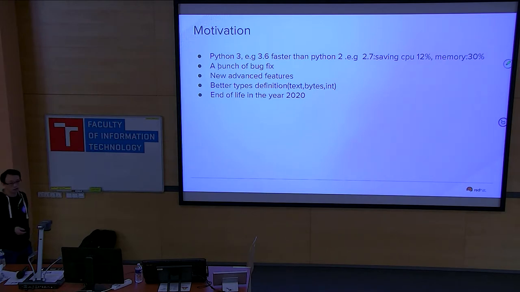Also, you can enjoy some advanced features that are not available on Python 2, such as async I/O. We also have better type definition in Python 3. For example, it distinguishes text string and byte string. And also, you can enjoy true division. That means integer division will return a float now. The last and more concrete reason is that in 2020, Python 2 will reach end of life.